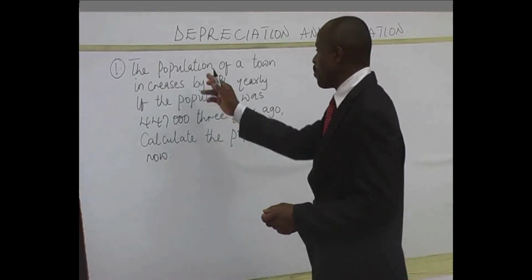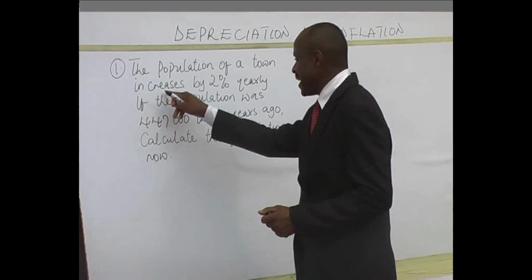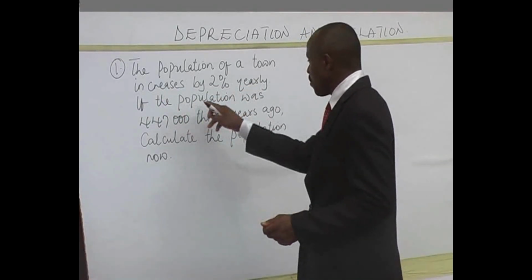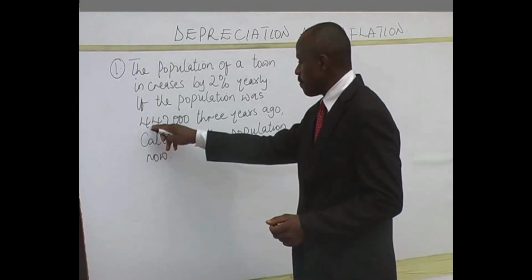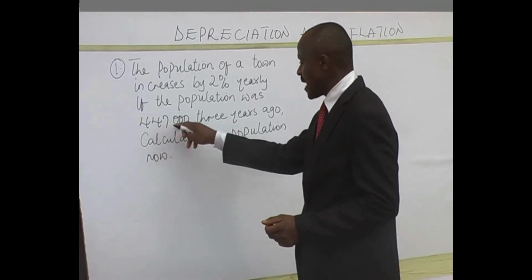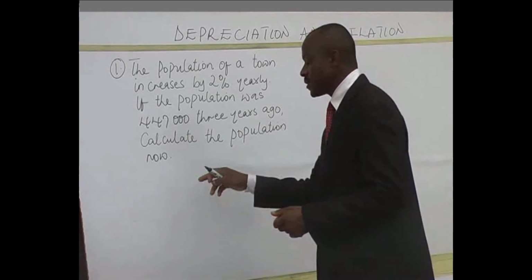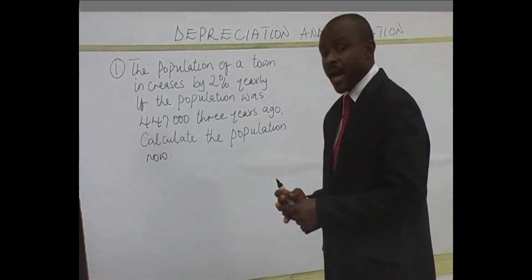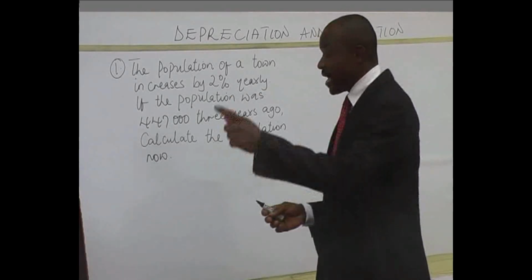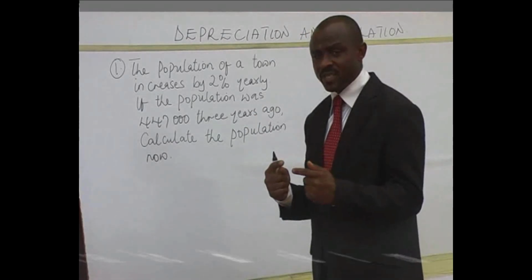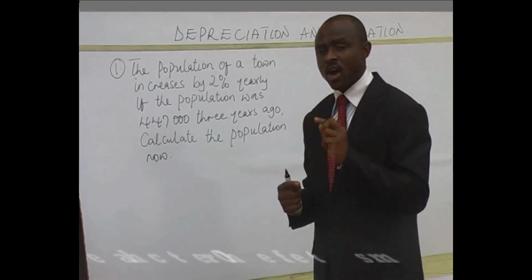Okay, the population of a town increases by 2% yearly. If the population was 447,000 three years ago, calculate the population today or now. Three years ago, this was the population, and it increases by 2%. 2% means 2 all over 100.